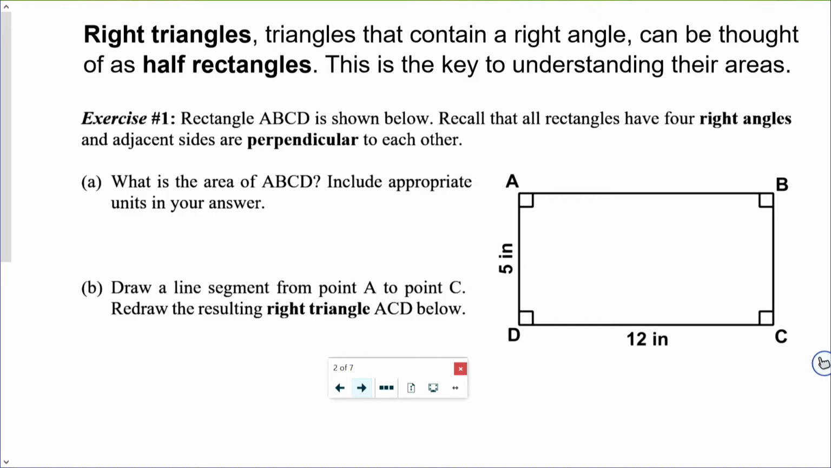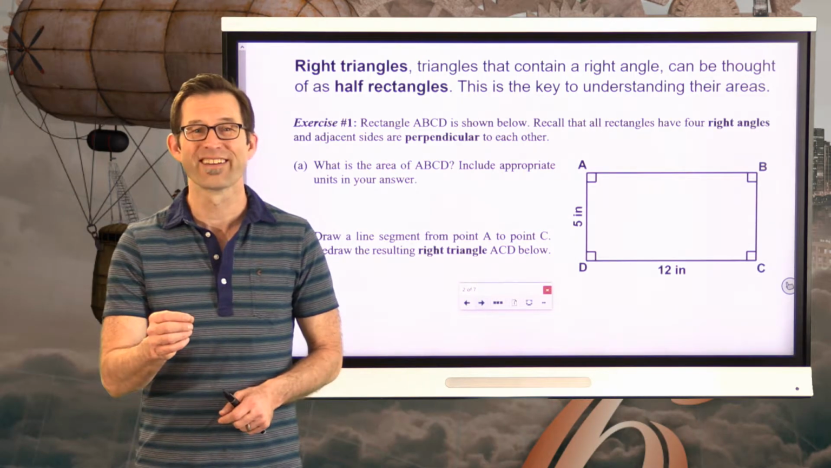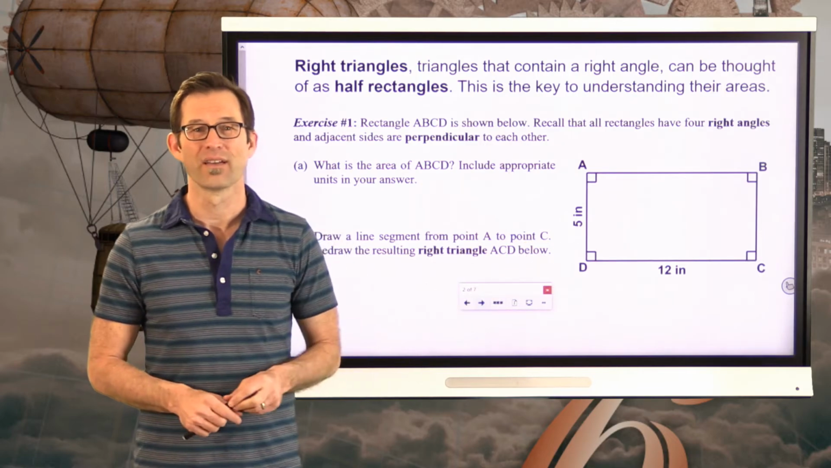Exercise 1, rectangle ABCD is shown below. Recall that all rectangles have 4 right angles and adjacent sides that are perpendicular to each other, which basically just means they form right angles. Letter A, what is the area of ABCD? Include appropriate units in your answer. All right, simple enough. We did area work with rectangles last time, so why don't you pause the video quickly and figure out what the area of this rectangle is.